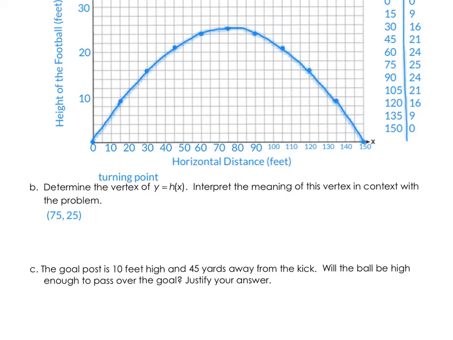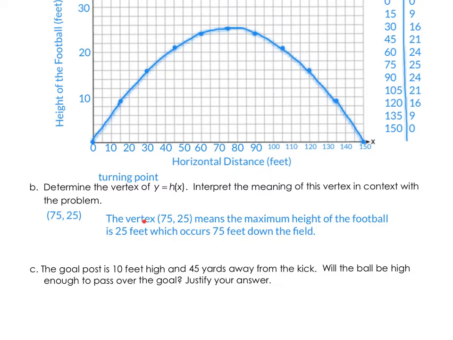So what does that mean? That means that I need to look at the x and y value so I can write out, in the context of the problem, what each value is representing. So the 75 is representing the horizontal distance, and the 25, the y value, is representing the height of the football. So I would say that the vertex means, and I just wrote out what the vertex was in my sentence there, it means that the maximum height of the football is 25 feet and it occurs 75 feet down the field.